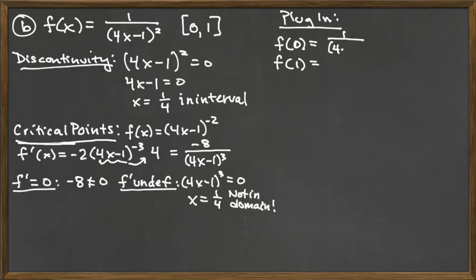So we've got 4 times 0 minus 1, and we're going to square it on the bottom. So that would be a -1 squared on the bottom. So we're looking at a 1 on the bottom. So we're talking 1/1, which is 1.